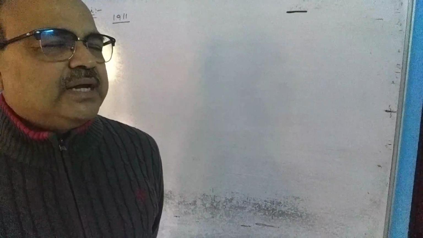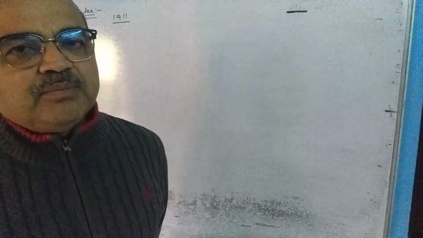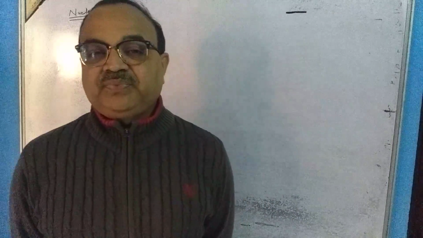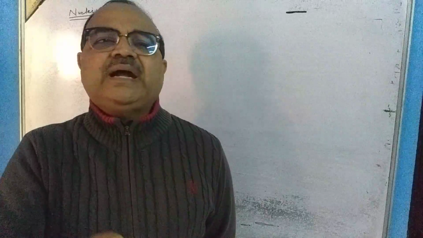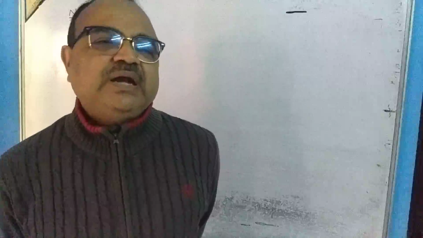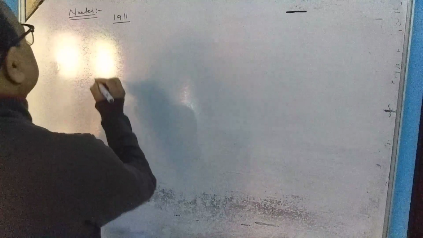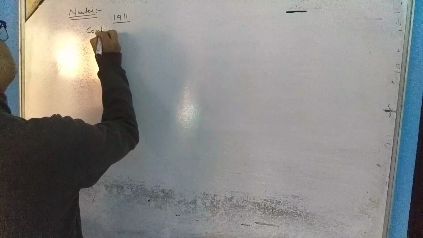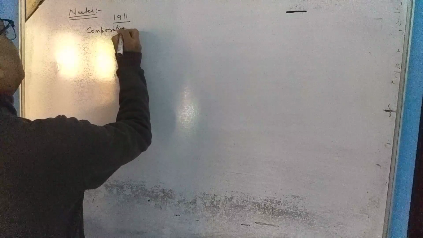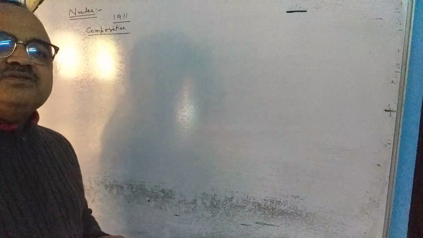But mind this, regarding the nuclear size and all we have discussed, that was mainly exclusively for the gold nucleus. Now we want to discuss the nuclei of general atoms, the different atoms. First of all, in the starting, we are to discuss the composition of a nucleus. Let us discuss the composition.